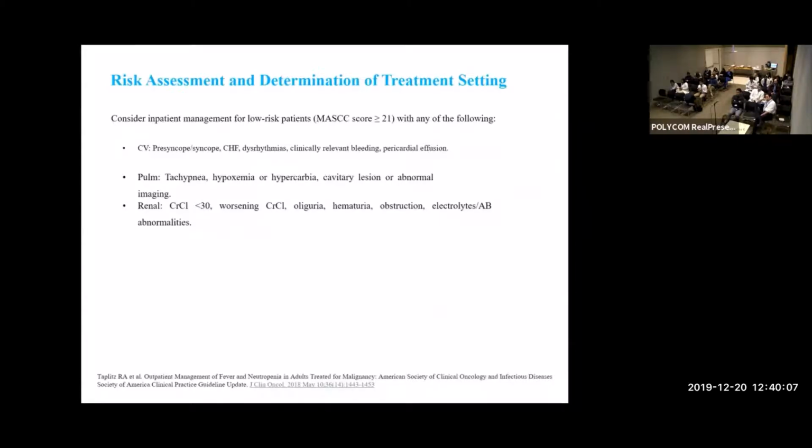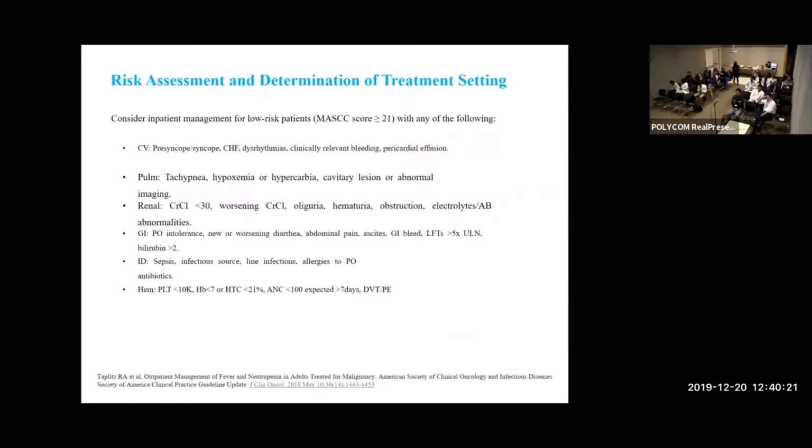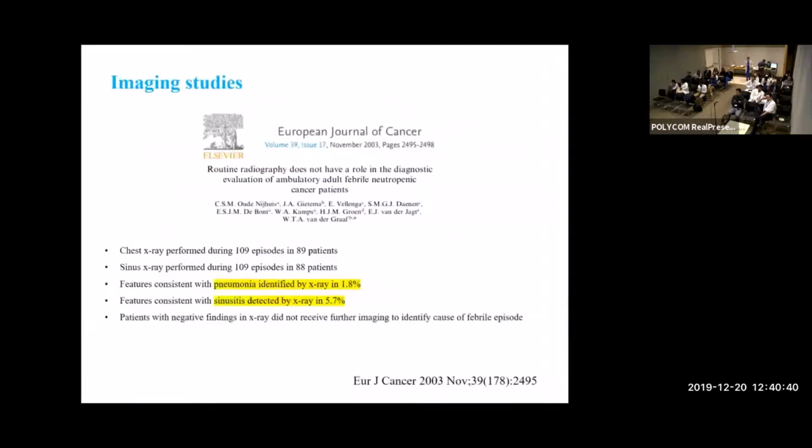worsening, if they have hematuria, oliguria, electrolyte derangements, if they have PO intolerance, they have severe GI symptoms like vomiting, diarrhea, ascites, GI bleeds, obviously sepsis, line infections, other components of the CBC that can be very abnormal in these patients. Very common scenario, specifically in hematologic malignancies, like severe thrombocytopenia, severe anemia, altered mental status, and so on.